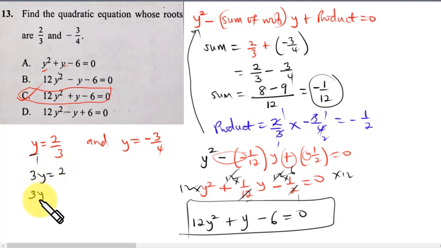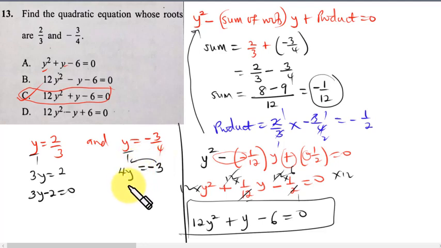I will have 3y minus 2 equals 0. Here too, I'll do the same thing. Cross multiply. 4 times y, 4y. 1 times negative 3, I have negative 3. I will add 3 to both sides, or I'll send this to here if you want to say that. So I have 4y plus 3 equals 0.